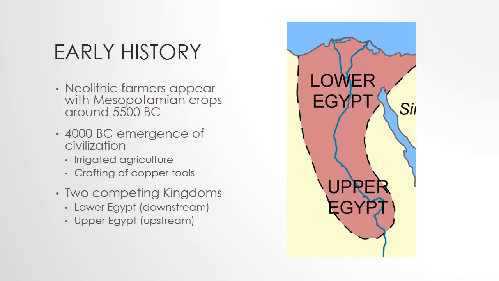Finally, we see the emergence of two competing kingdoms. There's Lower Egypt, which is actually the one further downstream, so it's in the north and it looks like it's up to us, but Lower Egypt is in the north. And Upper Egypt, which is upstream and therefore further uphill, is in the south.